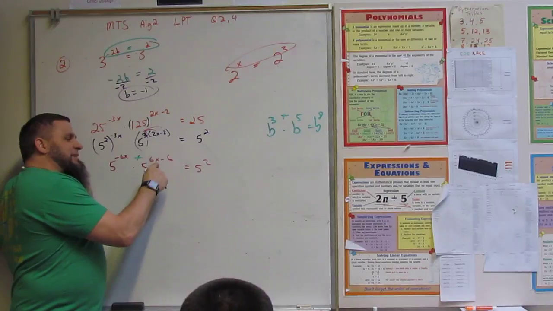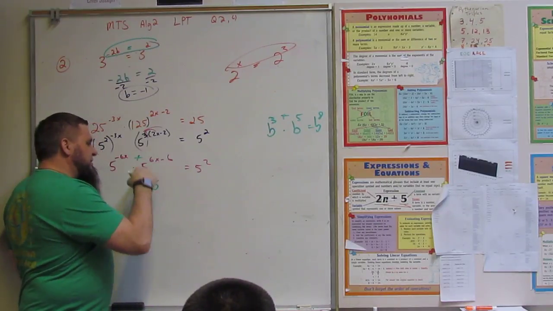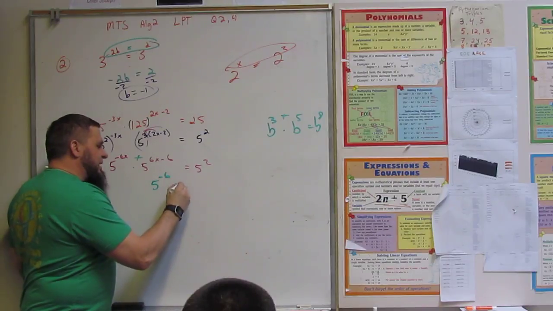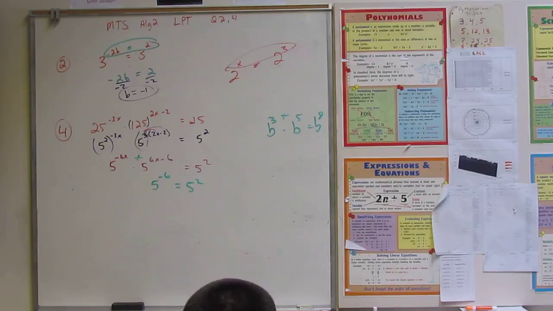What's negative 6 and 6? 0. Nothing, right? So, this turns into just 5 to the negative 6 equals 5 squared. How the heck is that going to be possible? Right? That's not possible.